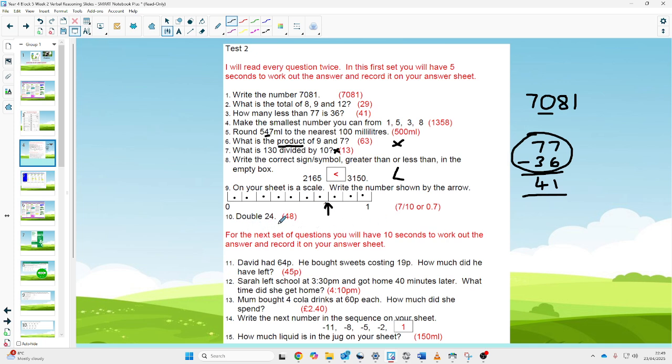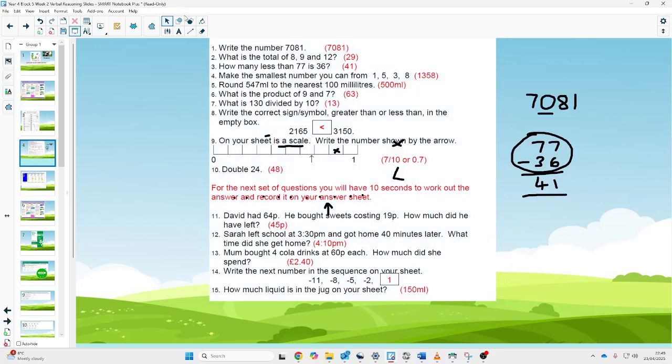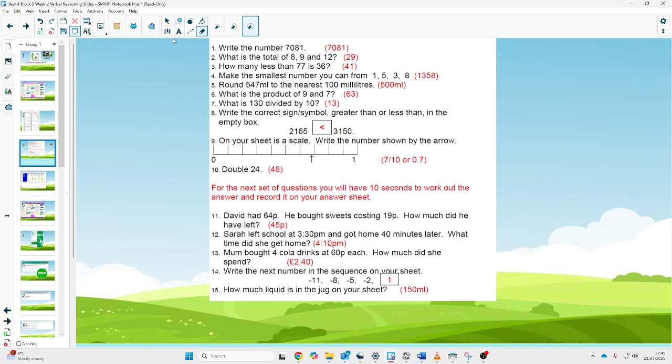correct. Double 24, hopefully you can all do that in your head to give you 48. And moving on then to the other questions that we've got, which again do require a little bit more thought, and hence why you have a little bit longer to work them out. We've got first one is 45p, so it's 64 subtract 19. Sometimes you could take away 20, that might be easier first, and then adjust. Question 12, 40 minutes add on to 3:30. It's remembering, of course, there are 60 minutes in the hour, so you can add half an hour, then add the 10 minutes on to get 10 minutes past 4.